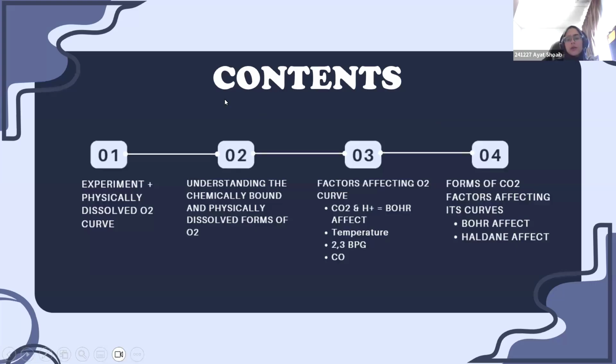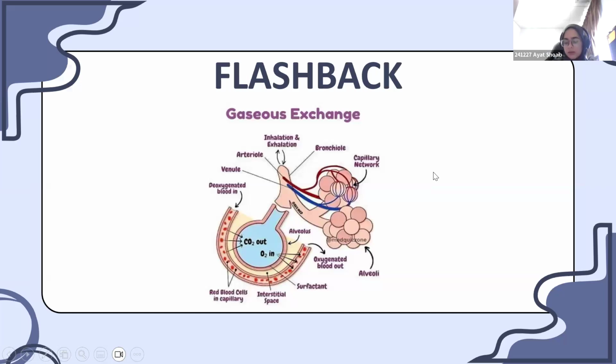Okay, so what we're going to be covering today is basically the starting experiment the doctor did, the physically dissolved oxygen and the chemically bound oxygen. Then we're going to see the factors that affect the oxygen curve. These are some of the factors, and then the forms of carbon dioxide and the factors affecting its curves. Okay, let's start off with what you guys have already done before.